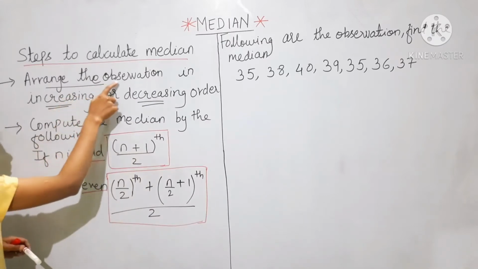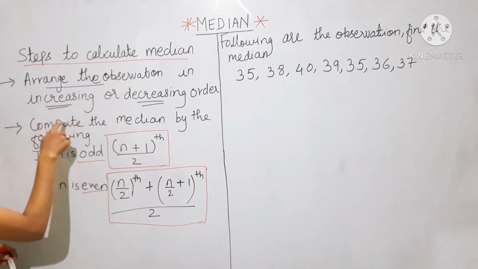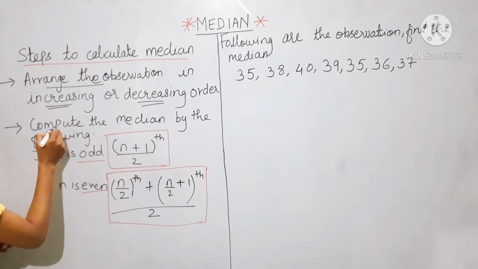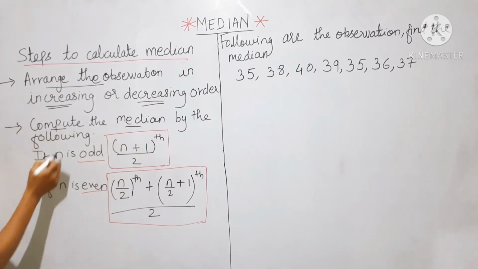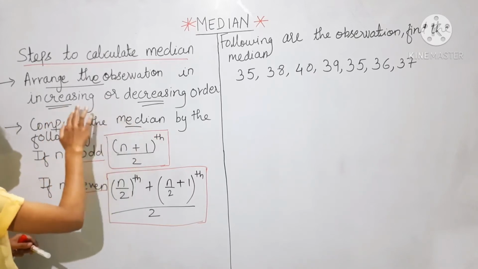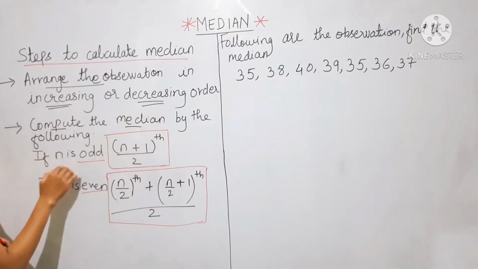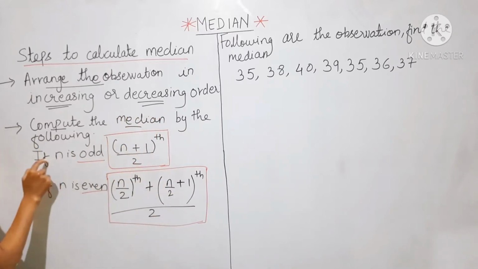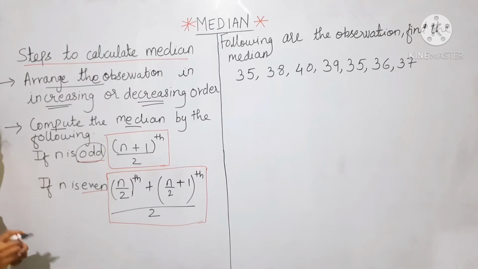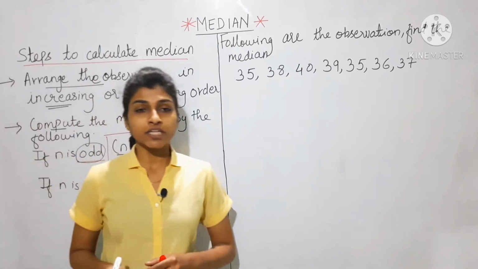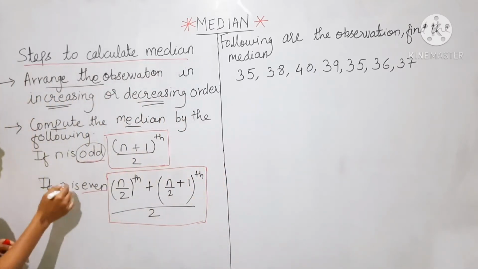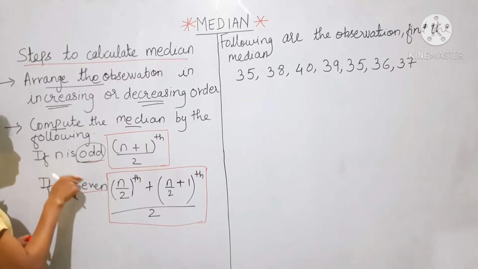Once the observation is arranged in the increasing or decreasing order, next you have to compute the median by the following method. Once you finish arranging the observation in order, if the number of observations is odd, like 1, 3, 5, 7, 9, 11, 13, 15, like that.